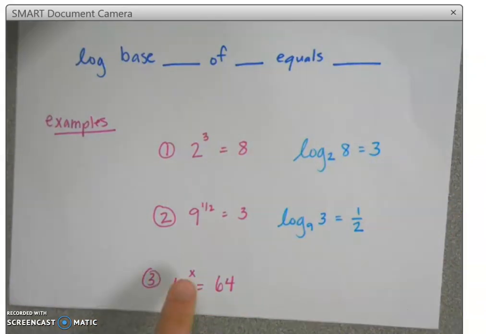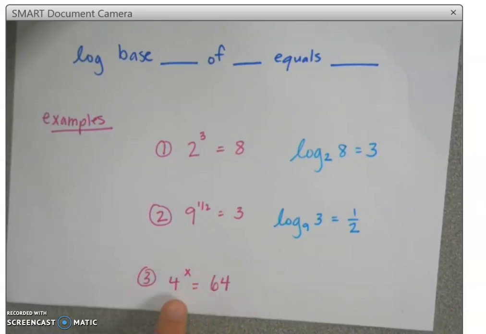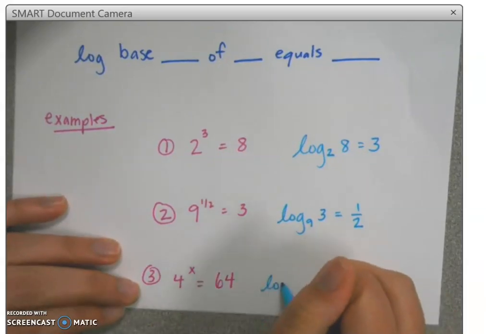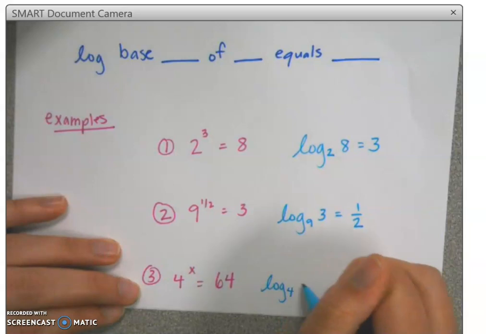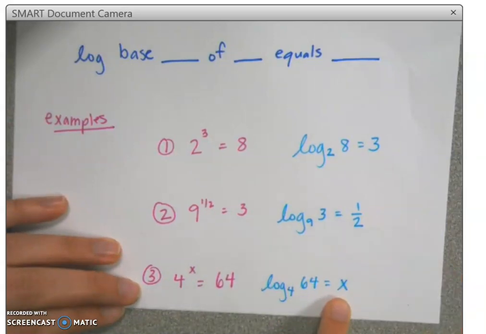And then the last example, this is what an exponential equation is really going to look like, where you don't know what your exponent is. That's why we need the log in the first place, is to solve for x. So I would write this as log base 4 of 64 equals x. Now I'm able to solve for x.